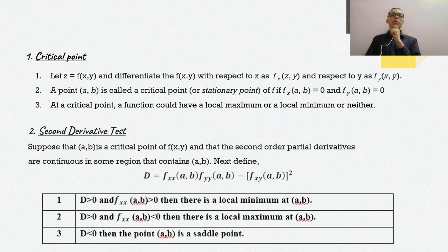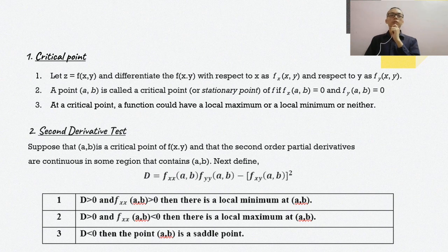To find the maximum and minimum values, first we must find the critical point. Let z equal f(x,y) and differentiate f(x,y) with respect to x as fx and with respect to y as fy. A point (a,b) is called a critical point of f if fx equals 0 and fy equals 0. At a critical point, a function could have a local maximum or local minimum or neither.